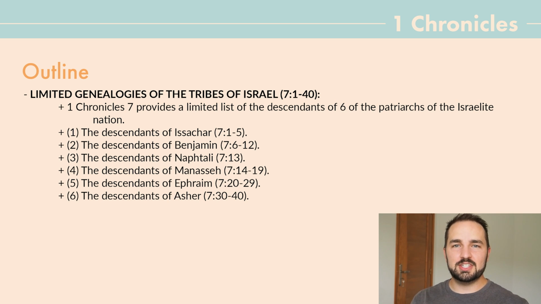So 1 Chronicles 7 provides us a limited list of the descendants of 6 of the patriarchs of the Israelite nation. Verses 1 through 5 tell us about the descendants of Issachar. 6 through 12, the descendants of Benjamin. Now, Naphtali only gets one verse, verse 13. The descendants of Manasseh are found in verses 14 through 19. Verses 20 through 29, the descendants of Ephraim, who Joshua was one of them. And then verses 30 through 40, the end of the chapter, the descendants of Asher. So that's all that I've got for chapter 7. I think that's probably the best way to break it down, at least that I came up with.